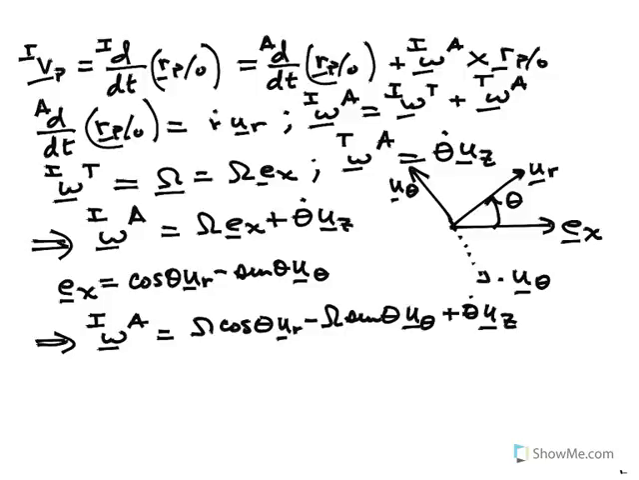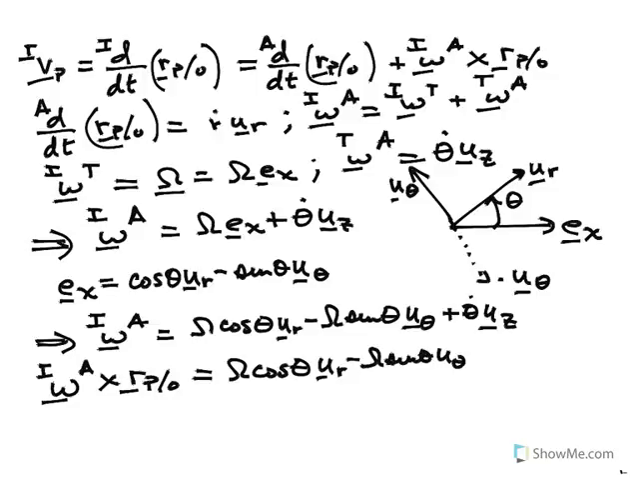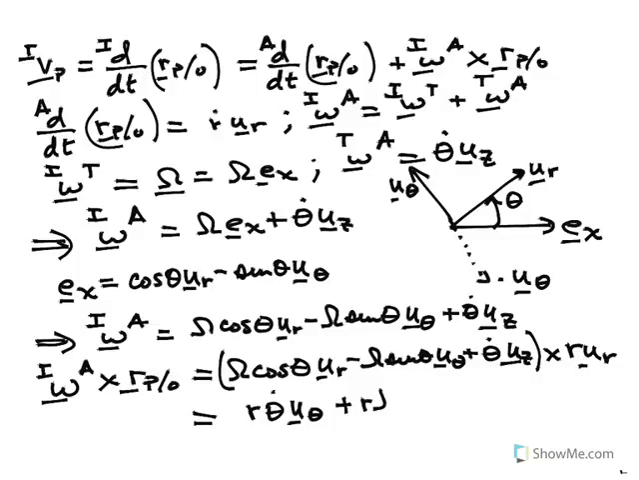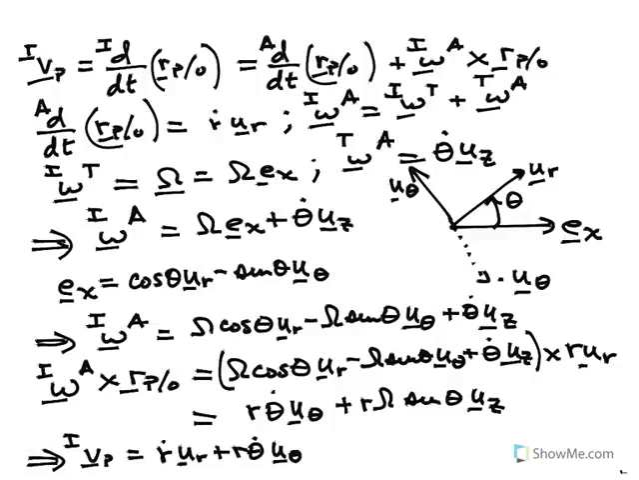So now I can actually compute the second term in the transport theorem. Omega AI crossed with the position of P relative to O is equal to omega cosine theta UR minus omega sine theta U theta plus theta dot UZ crossed with R UR, which is equal to, and if we actually put this in the order of the basis vectors and do all the cross products, U theta crossed with UR is minus UZ, so I get plus R omega sine theta UZ, and then UZ crossed with UR is U theta, so I get R theta dot U theta, which gives that the inertial velocity is equal to R dot UR plus R theta dot U theta plus R omega times the sine of theta times UZ.